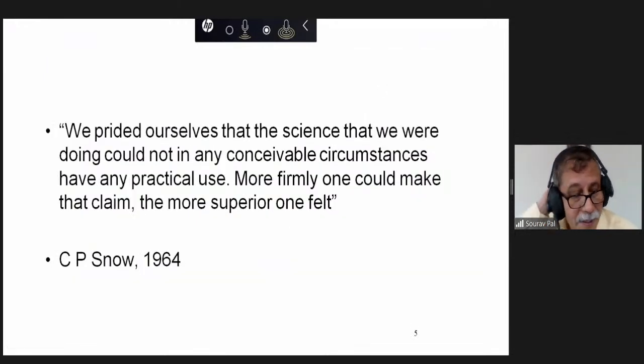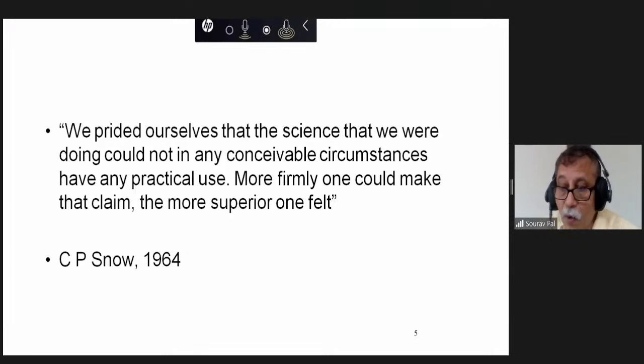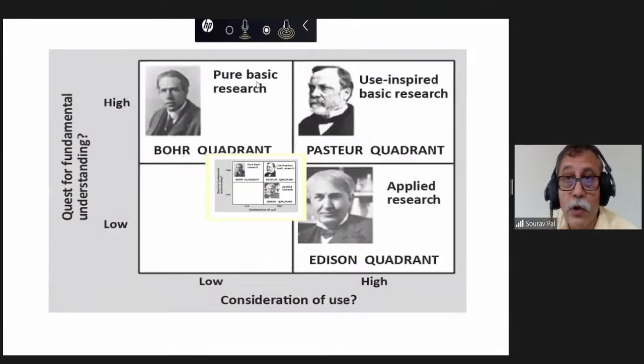And very often it has been difficult because of the arrogance of the scientists themselves. This is exemplified by this particular statement by C.P. Snow, who says, we prided ourselves that the science that we are doing could not in any conceivable circumstances have any practical use. More firmly one could make that claim, the more superior one felt. Which essentially means that people who are doing fundamental science were very proud that it will not have any practical use. And that has been the major bottleneck why we could not move from the Bohr to the Pasteur quadrant. And very often that has been the problem.